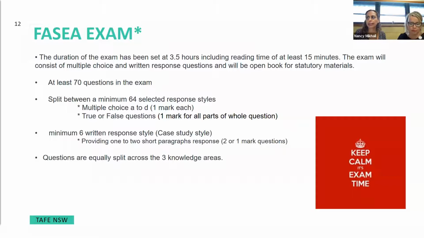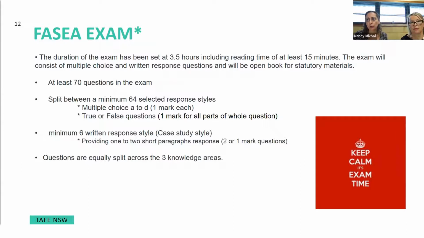Okay, so now we're going to have a look at the actual FASEA exam and how it's split up. It's 3.5 hours and you've got 15 minutes reading time. There are 70 questions in the exam, and these questions are split up into multiple choice. Multiple choice questions are A to D. They're worth 1 mark each.